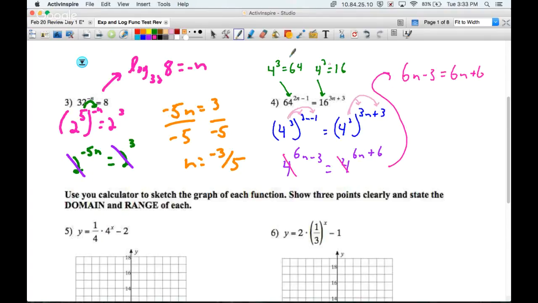If I subtract 6n from both sides here, I wind up with negative 3 equals 6. This tells us, because I was able to reach a contradiction using legal algebraic steps, that I have no solution. All of my variables cancel, and what I'm left with is a contradiction, negative 3 equals 6. So there's no number we can plug in for n to make these balance.